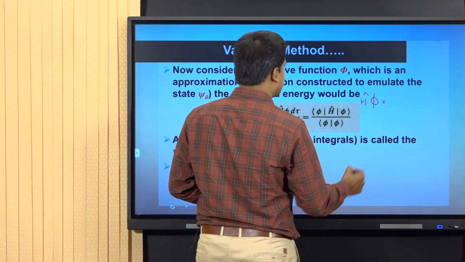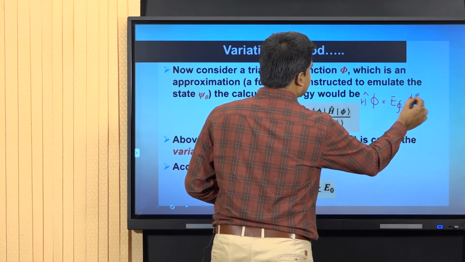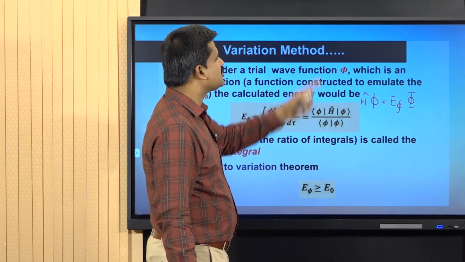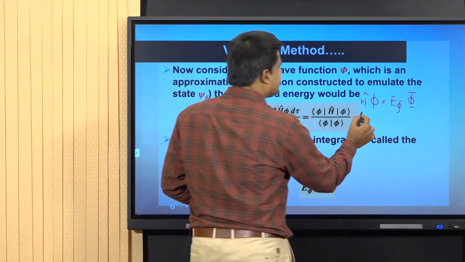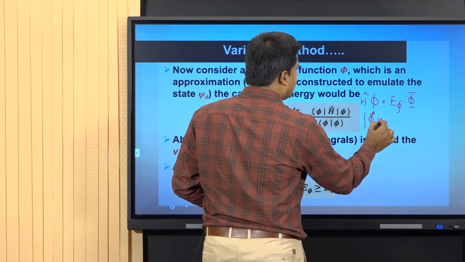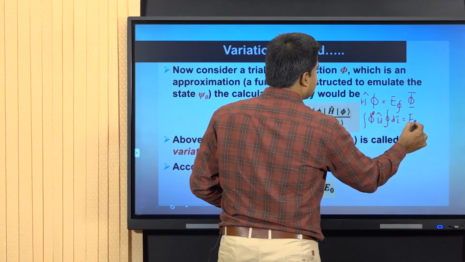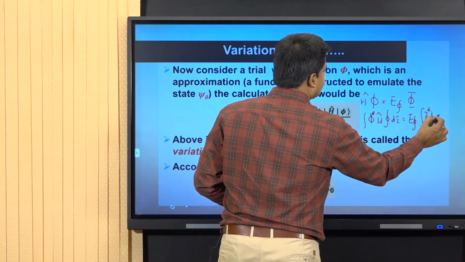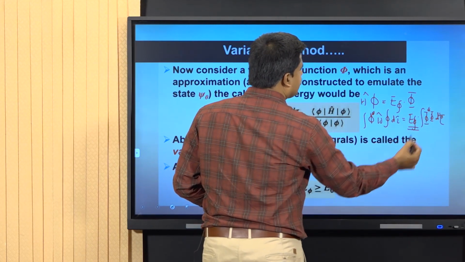Hamiltonian phi is equal to E phi into phi. We can left multiply with phi star and integrate over space, as we have done in the previous slide. That is, integral phi star Hamiltonian phi d tau is equal to E phi into integral phi star phi d tau. From this, we can find E phi.